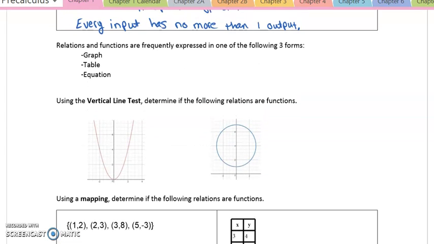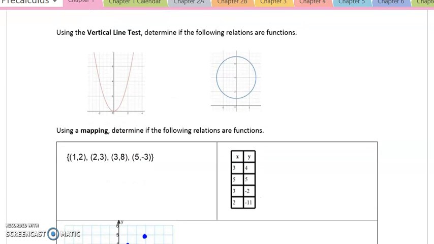Let's talk about three different expressions of a relation. These aren't the only three, but you could have a graph, a table, or an equation. You could also have words, some other ones, but those are the three that we'll talk about today.